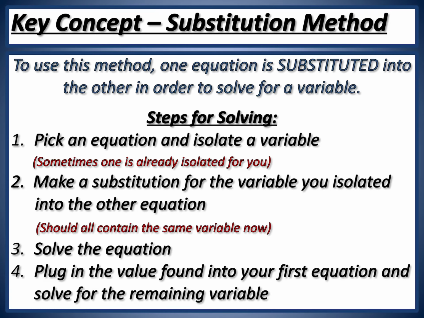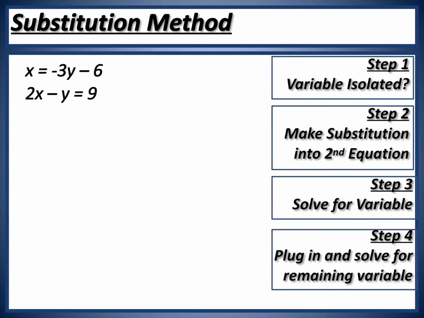Once you do that, you should be left with an equation that is just one variable, which means that you can then solve. We're going to solve it like a regular equation. The only thing we then need to do is plug in and solve for the remaining variable, because the solution to a system of equations is an ordered pair. So let's see this in action.